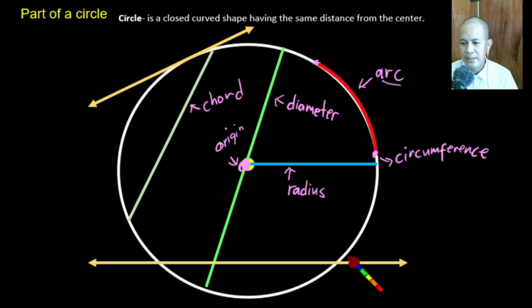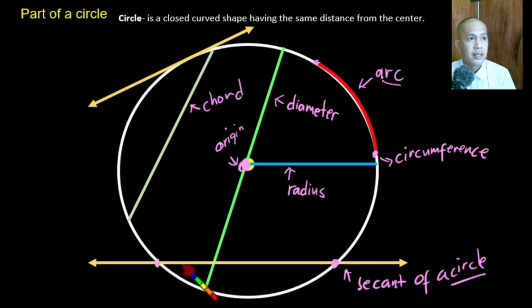Okay. The next one, the line here, a chord that passes through the circle and touches 2 points here. So we have here and here. It is called a secant of a circle, or the secant. So a secant is a chord that reaches out outside the circle. So a chord that extends outside the circle.